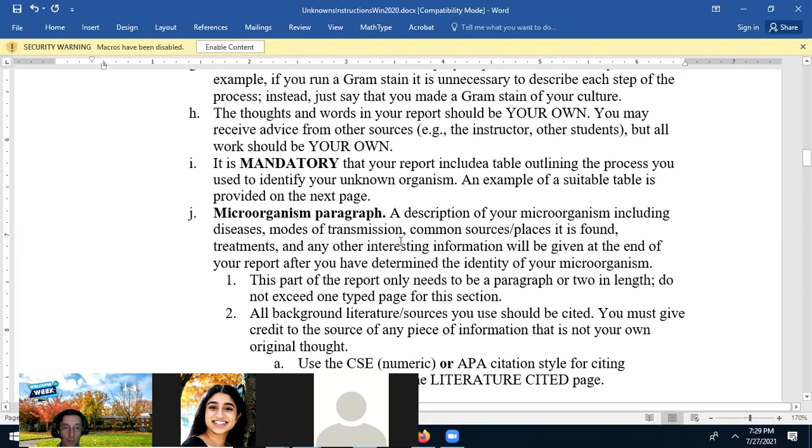You should also have a microorganism paragraph, meaning if you think it's E. coli, then you should have a paragraph giving a description of E. coli. And that can be just anything of importance about the diseases E. coli causes, the modes of transmission, common sources, where E. coli is found, the treatments for the disease, and any other useful information. The microorganism paragraph should not be longer than 1 or 2 paragraphs. Do not exceed a single page for that.